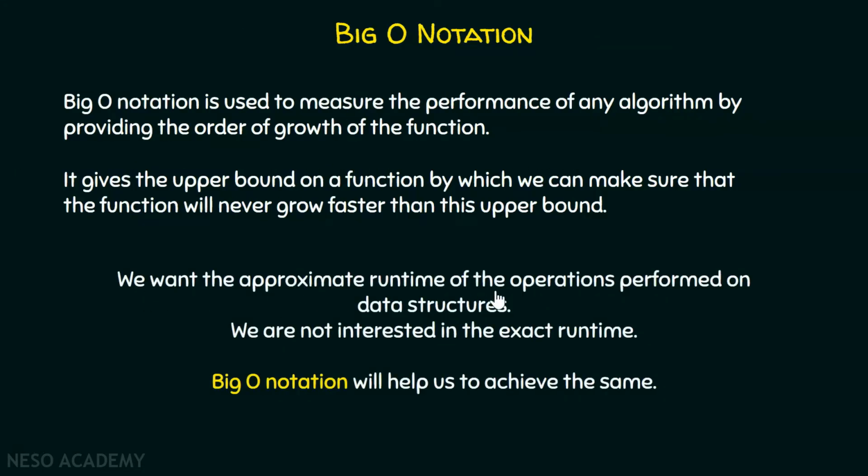We want the approximate runtime of the operations performed on data structures. We are not interested in the exact running time. From the previous discussions, it is clear that we are interested in approximate runtimes. Big O notation will help us achieve the same. It gives us the approximate runtime, the order of growth of the function, the least upper bound on a function, so that we can ensure that the function will never grow faster than the upper bound specified.